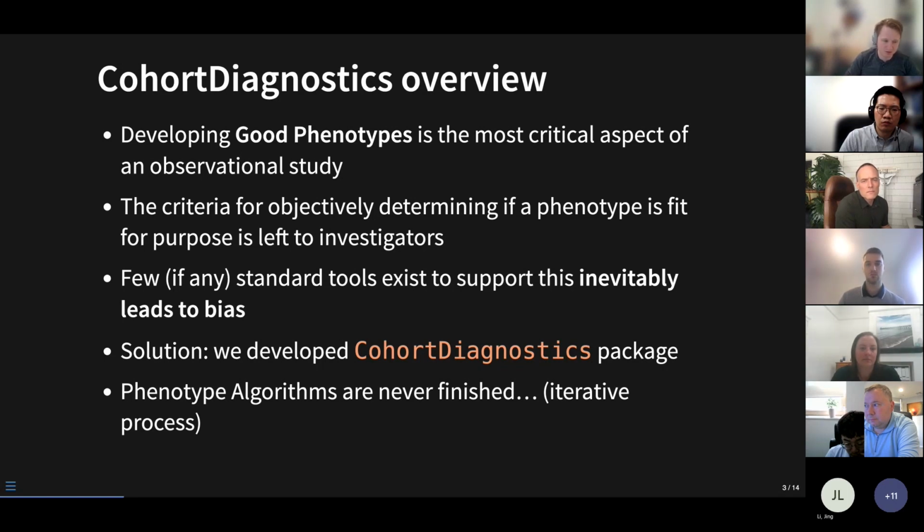In order to do this, we developed cohort diagnostics, which is an R package which you can run on any OMOP CDM compliant data. And just like phenotype algorithms are never finished, they will always iterate, cohort diagnostics is never finished. We're always adapting it to new problems.